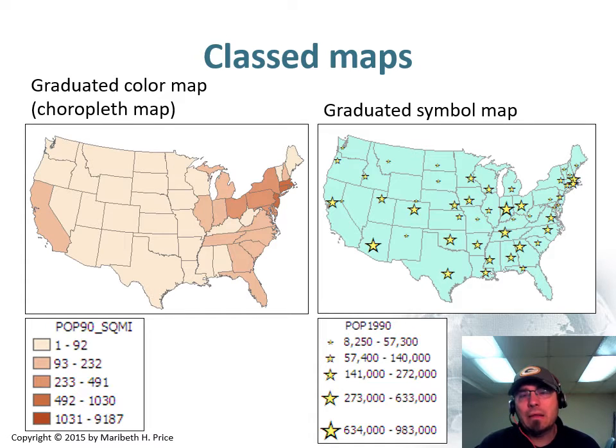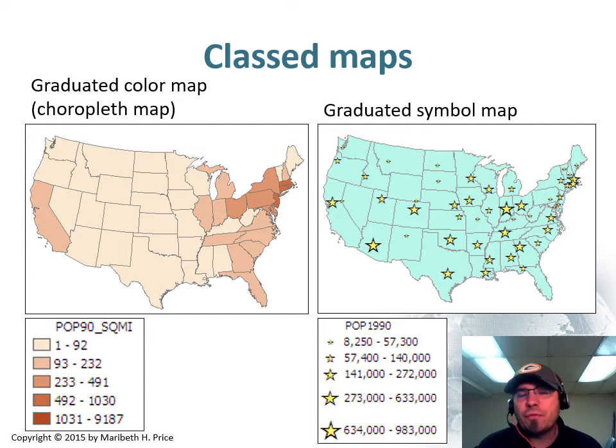That's what that is. And then for the map on the right, we're using what's called a graduated symbol map. So the smaller the star, the smaller the population, the larger the star, the larger the population for the capitals of the 50 states, well, the lower 48, that is. And so the largest stars, 2 of the largest, are in Phoenix and in Indianapolis. And you could see the breakpoints, the cutoff values 8250 to 57300.